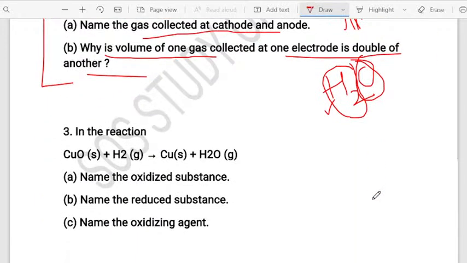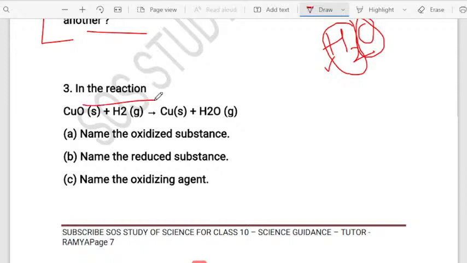Fine. So next, moving to the next question. In this reaction, copper oxide combining with hydrogen gives rise to copper and water. Name the substance which is oxidized. This question is coming repeatedly, so remember that this concept is very important for you. These concepts are very, very important.